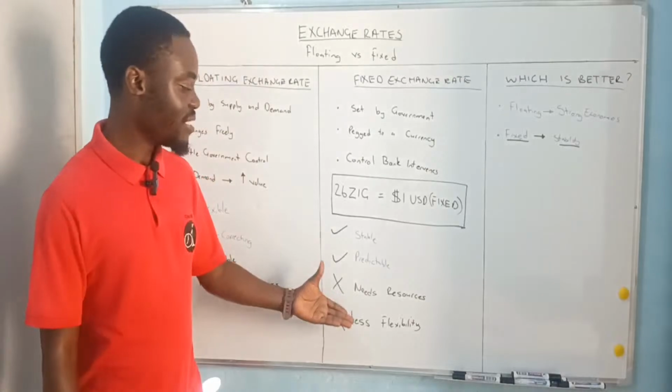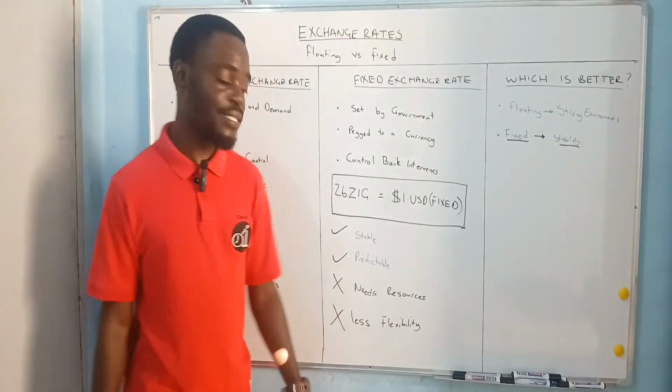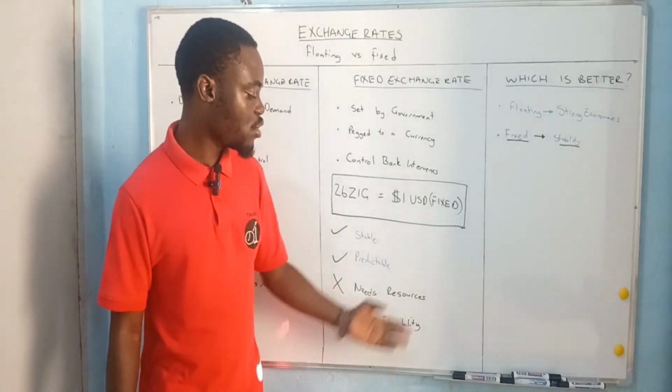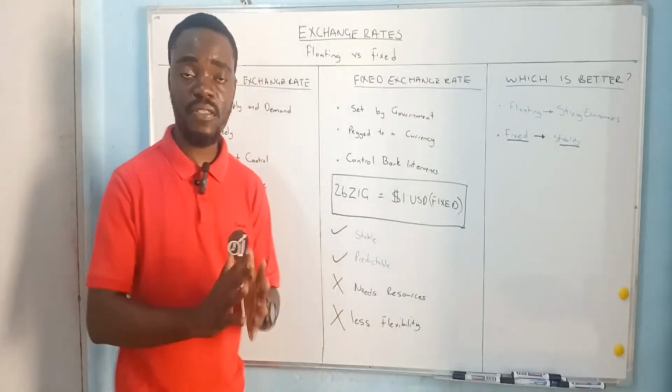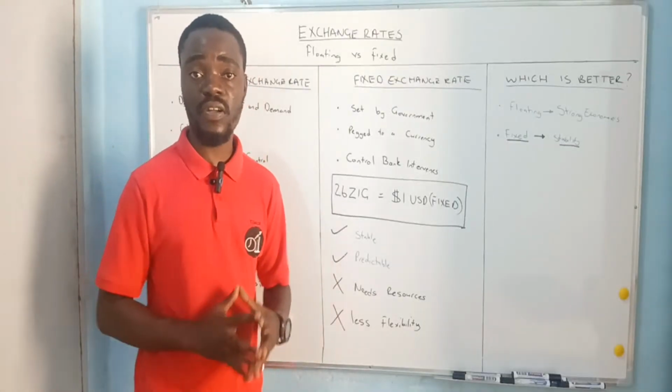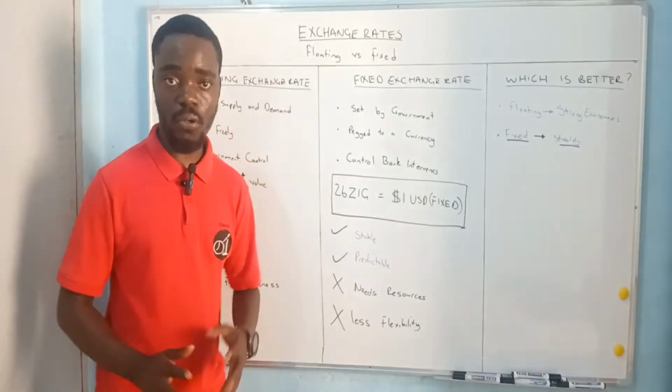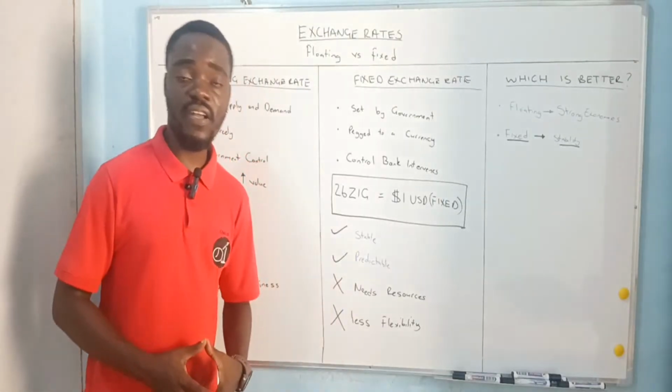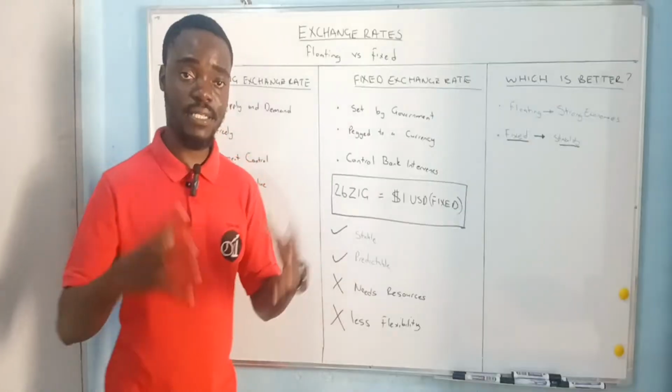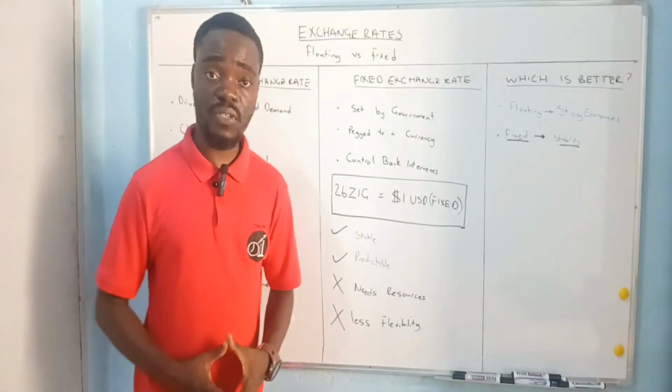Okay. Then the negatives: the government requires resources. Like I say, to maintain a fixed exchange rate, you should have large currency reserves, either of gold, of foreign currency, or of the local currency. This needs resources for you to maintain a fixed exchange rate.